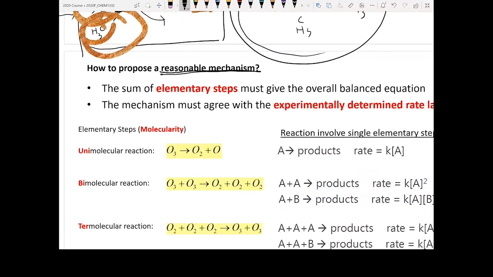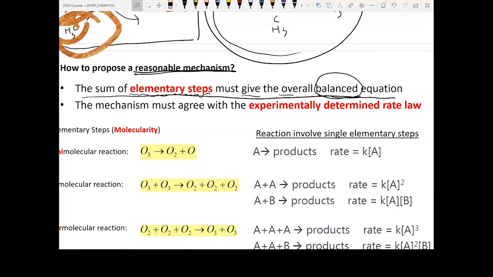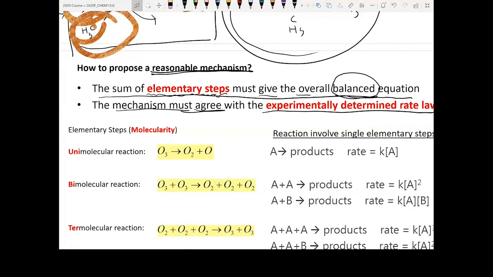There are a few terminologies we need to go through first. The first thing they create is the so-called elementary steps. Rule number 1: the sum of the elementary steps must give the overall balanced equation. The second is that the mechanism must agree with the experimentally determined rate law. Of course, if you propose a mechanism, it needs to fit the data you observe. So this must be true. And the good thing about the elementary step is that once you write out the elementary step, you can simply write out the corresponding rate law based on it.